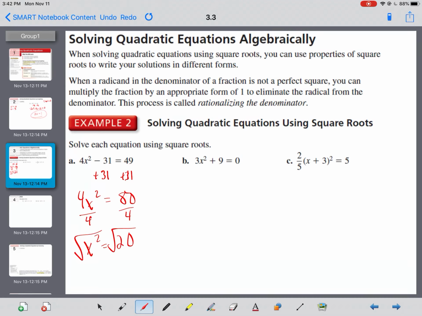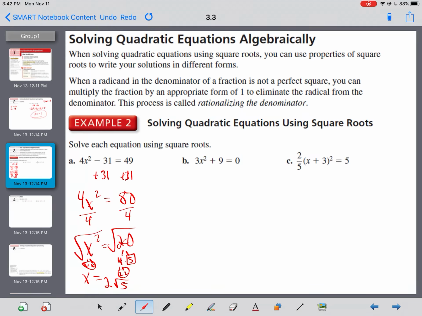Square root both sides. If you do it to one side, you got to do it to the other, right? The square root of x squared is x, right? We have a little factor tree, x and x. There's a pair, so it comes out. Now, the square root of 20, let's break it down. 4 times 5, that's broken. 4 is 2 times 2. There's my pair, so it comes out. 5 doesn't pair up, so it stays in. So 2 square roots of 5.